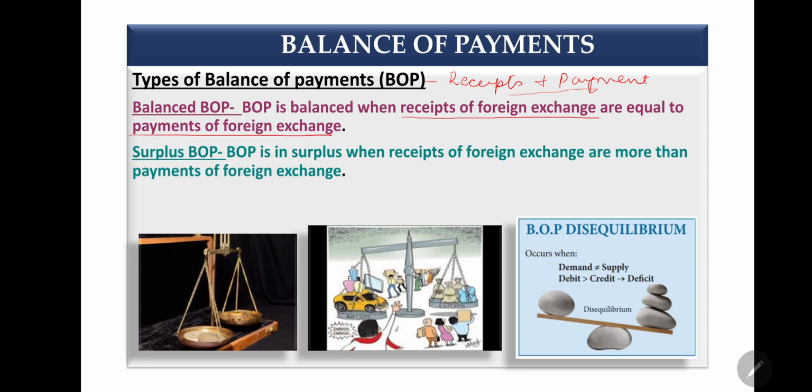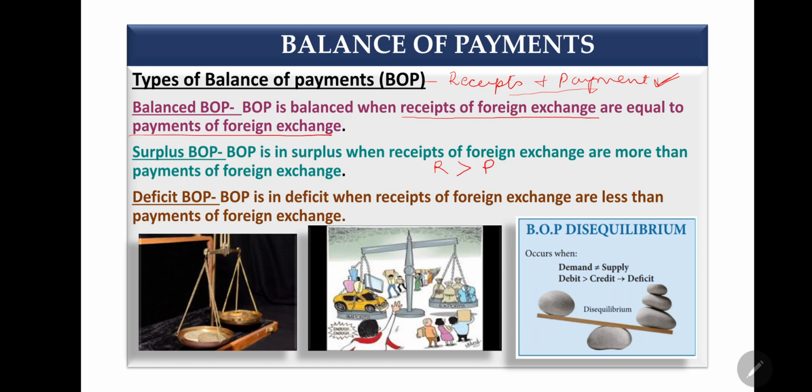Then what is surplus in BOP? Surplus in BOP will again be defined in terms of receipts. Surplus means you are having more. So when receipts of foreign exchange are more than the payments of foreign exchange, then it will be considered as surplus of BOP. The third type of balance of payment is deficit in balance of payment. Again, we'll be using the terms receipts and payments to define deficit in BOP. So in case of deficit in BOP, you are paying more than you are receiving. So payments are more than the receipts. So there is a deficit in balance of payment.